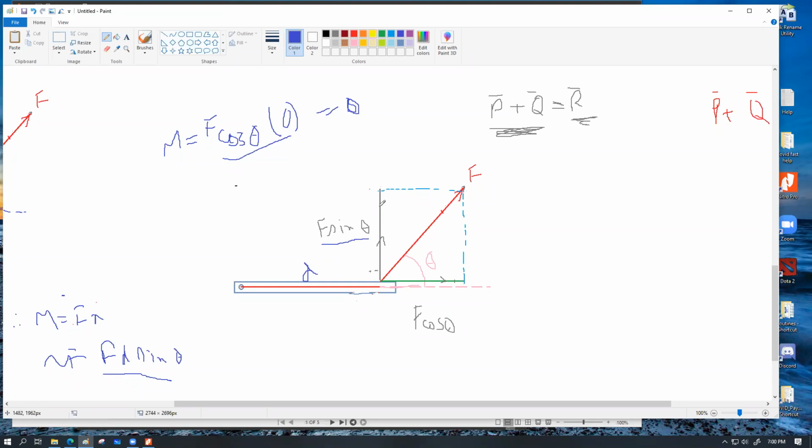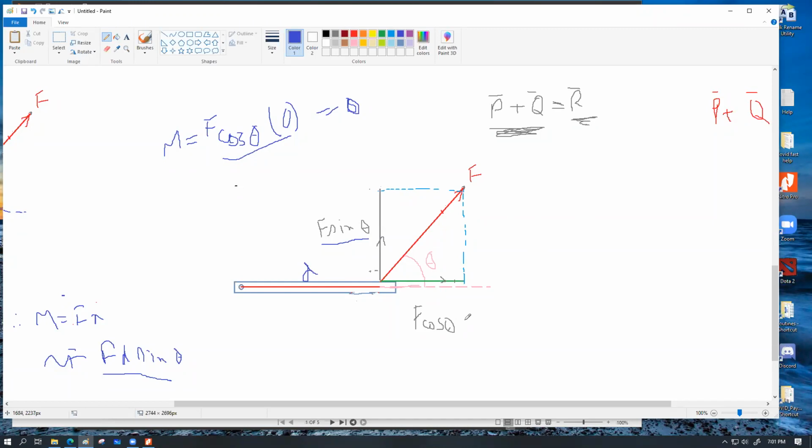Having these two component forces working individually on this door has the exact same effect as this force F working on the door. So that was the whole point of dividing them into components. The reason we divided it is because we can now altogether get rid of the component F cos theta.